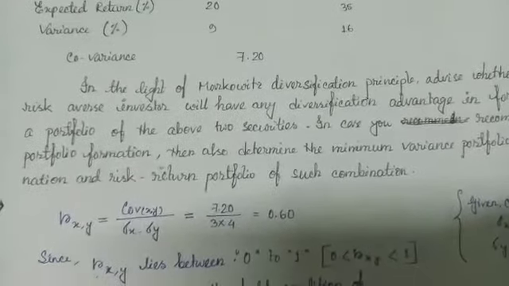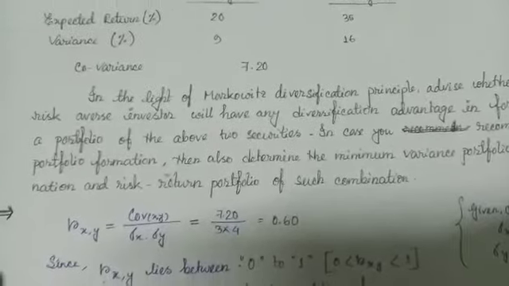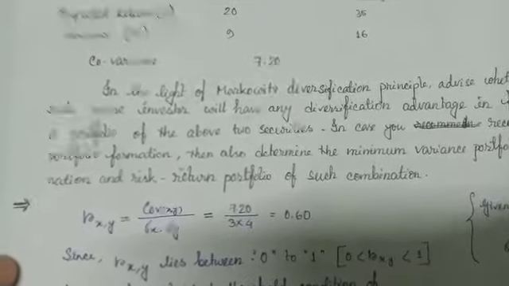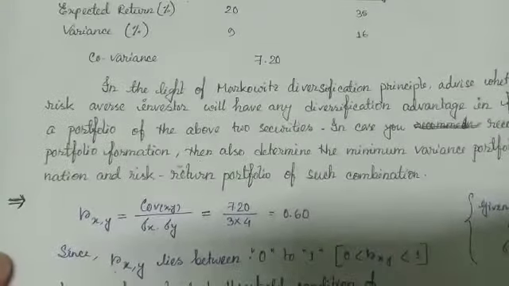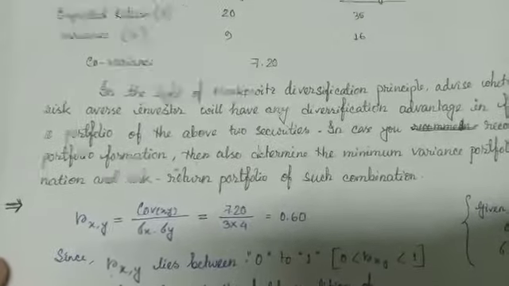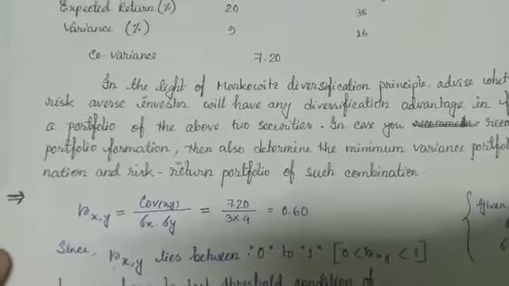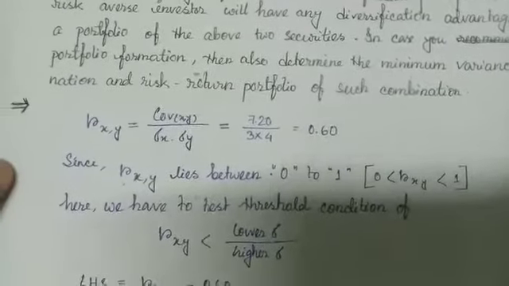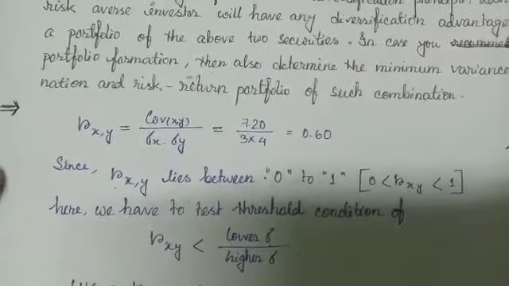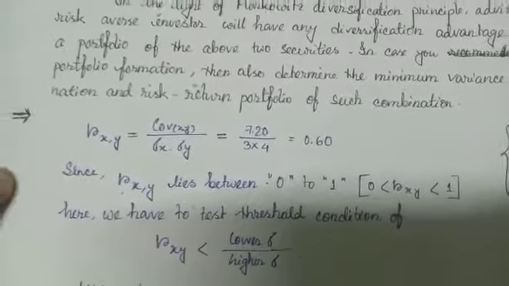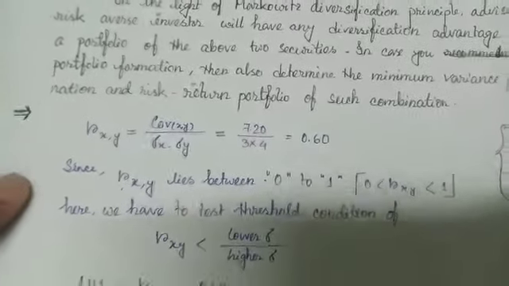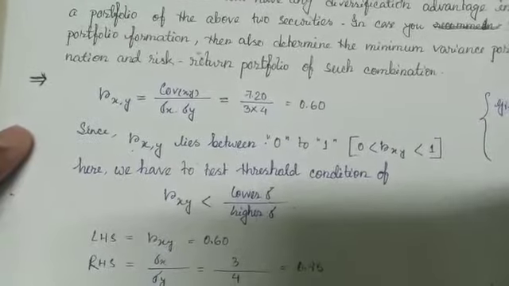But if the threshold condition is not satisfied, then there will be no diversification benefit. Now here the threshold condition is Rxy less than lower sigma by higher sigma. Here in the left hand side we have Rxy, which is 0.6.